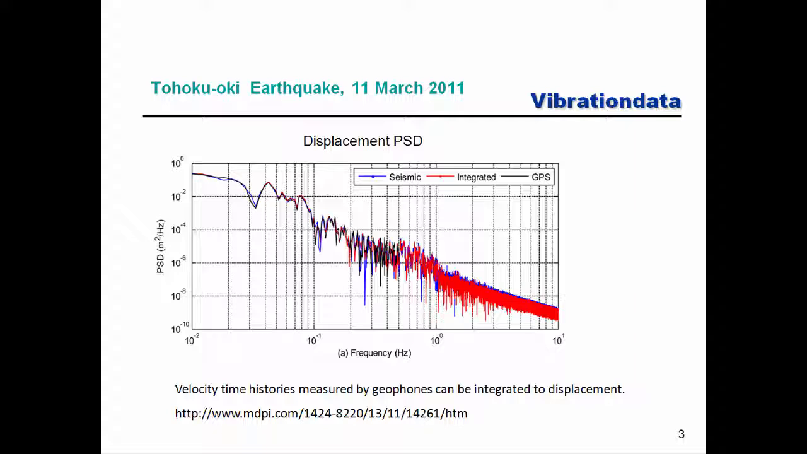Another choice we could have is to take that same velocity time history and calculate a velocity power spectral density. Then we could integrate that velocity power spectral density to a displacement power spectral density. And ideally, those two different approaches should yield the same displacement PSD. Of course, there are always concerns about trend removals and leakage and other types of errors that can creep in a bit.